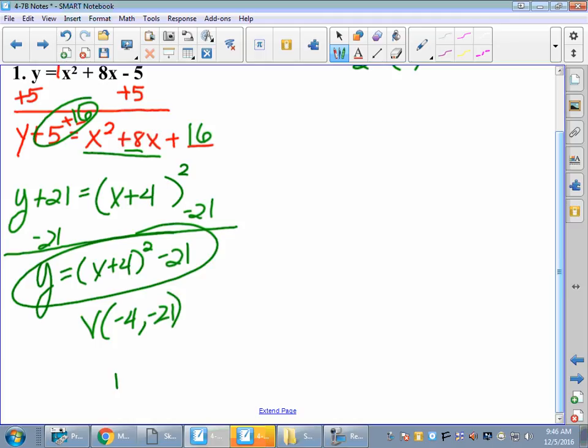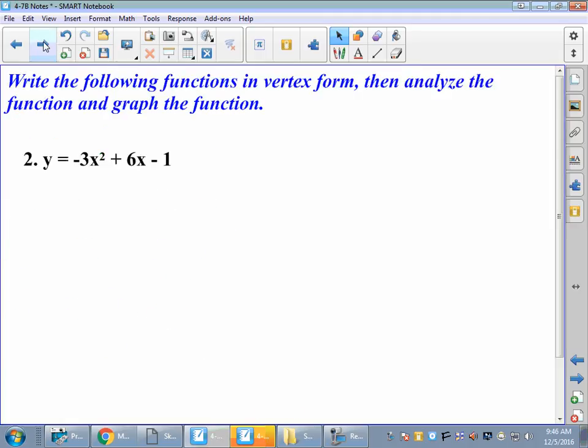It's opening up, so it's a minimum, all of that stuff. The axis of symmetry is x equals -4, everything that we did yesterday. We can talk about translations, reflections, all of that good stuff. All right, the next problem here, this is one where the a value is not equal to 1.